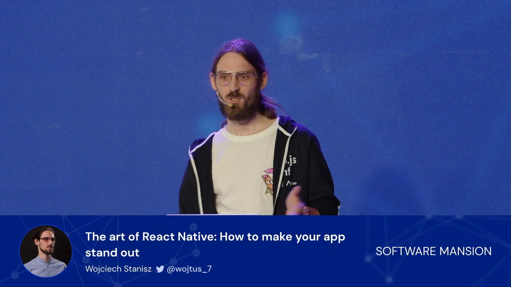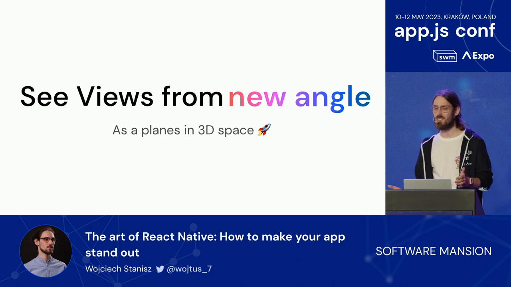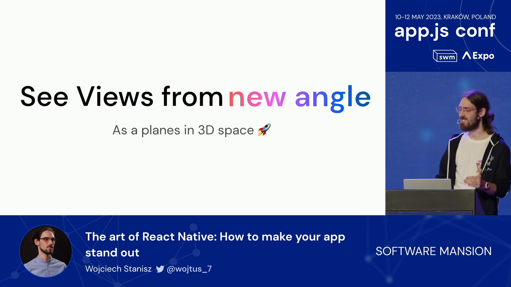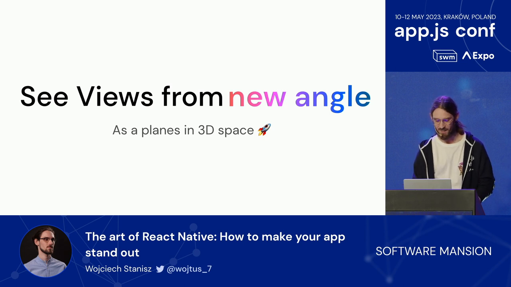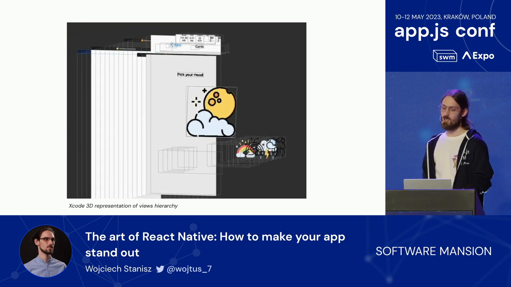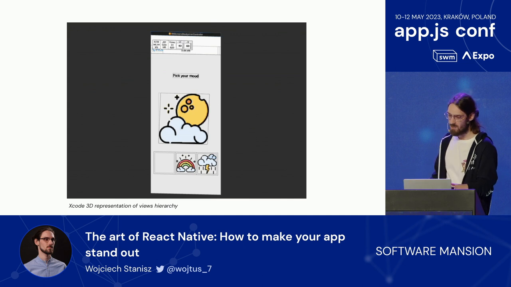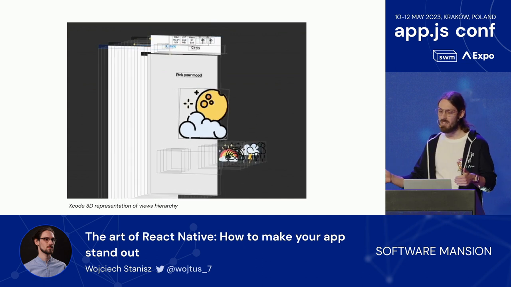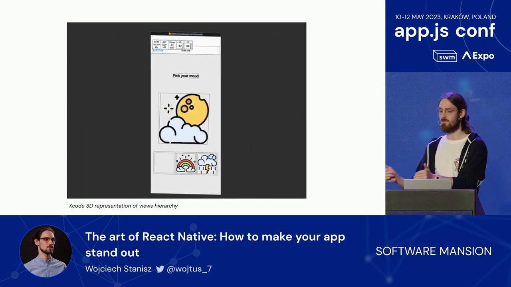And talking about the difference, I always liked to see the views I create in React Native apps a little differently. Not only as 2D images and text, but as planes in a 3D space. Like, even in the developer tools and Xcode, you have an option to see a 3D hierarchy of views you are actually working on, a dynamic three-dimensional space. It helps to understand a lot of problems you haven't seen before.